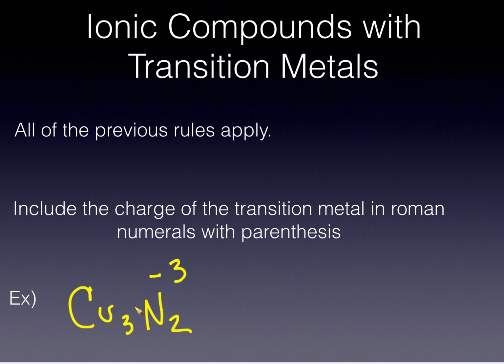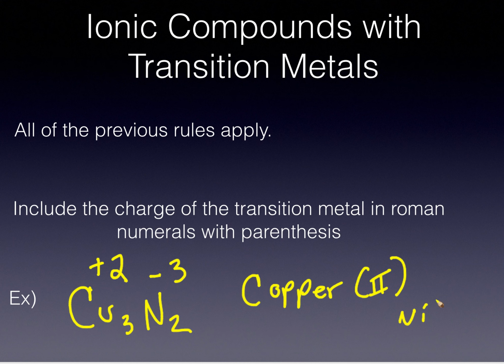So when I crisscross that, the 3 from the nitride comes to the Cu. So how do I figure out what the copper was? I need to look at the subscript next to the nitrogen, which is a 2, because this 2 comes from my copper. So it's a +2. So if I named this, it would be copper(II) nitride.